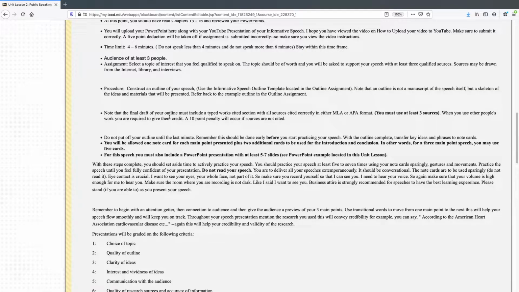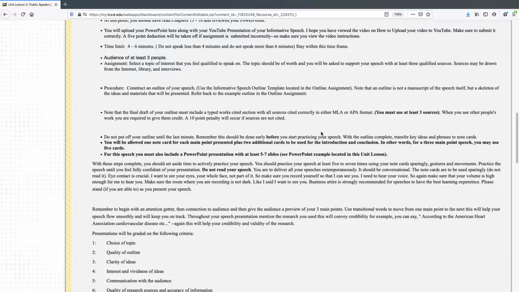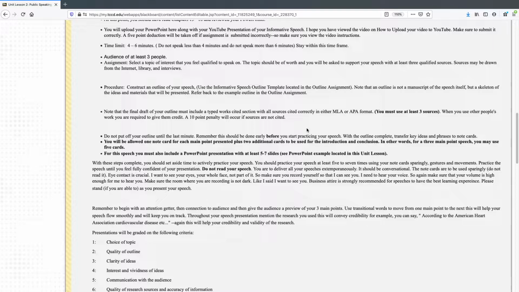Note that the final draft of your outline must include a typed works cited section with all sources cited correctly in either MLA or APA format. Remember, you must use at least 3 sources. When you use other people's work, you're required to give them credit. So make sure you have those 3 sources included in your outline.